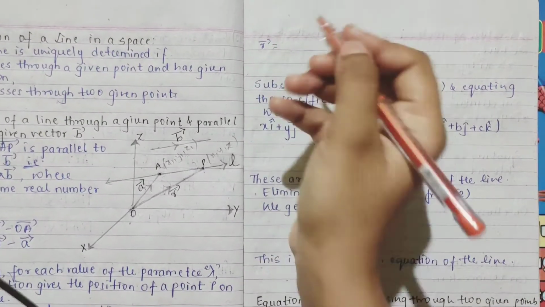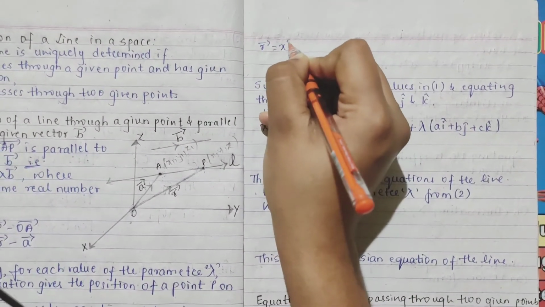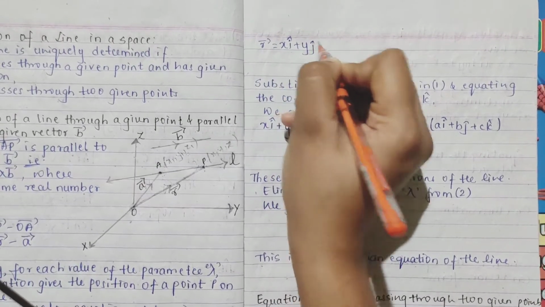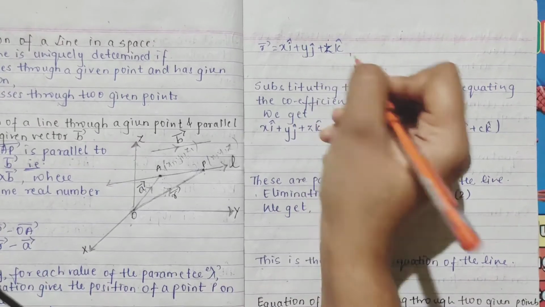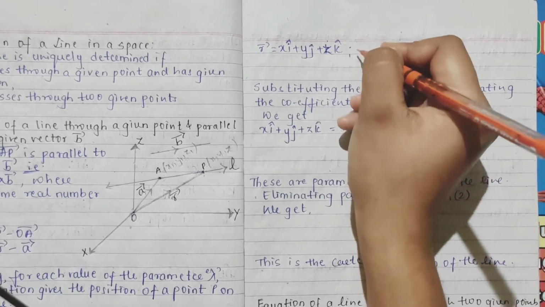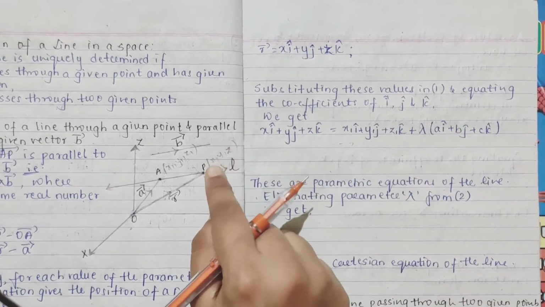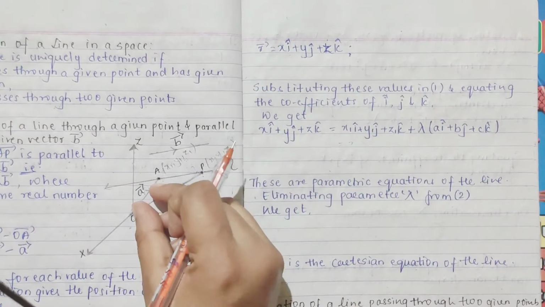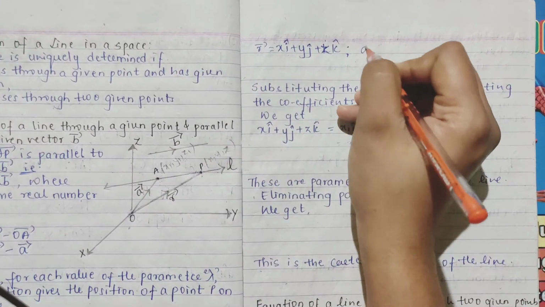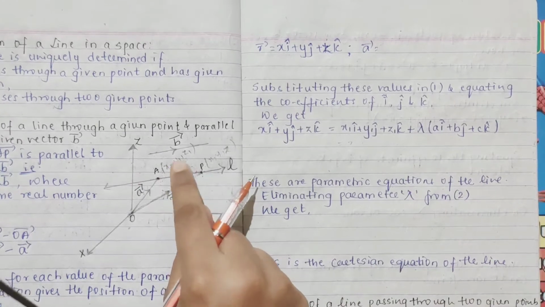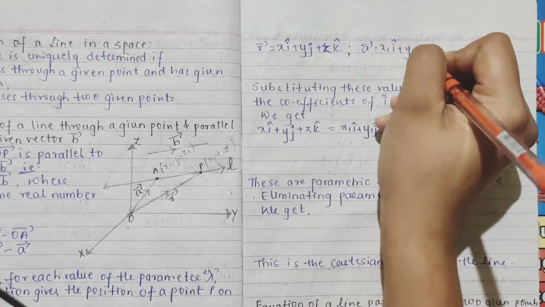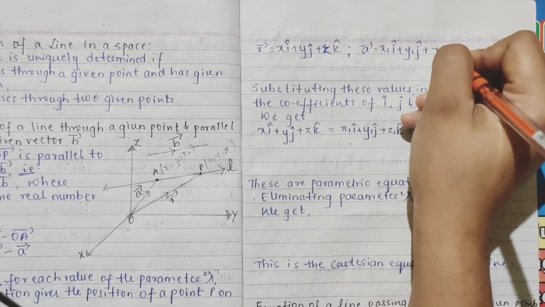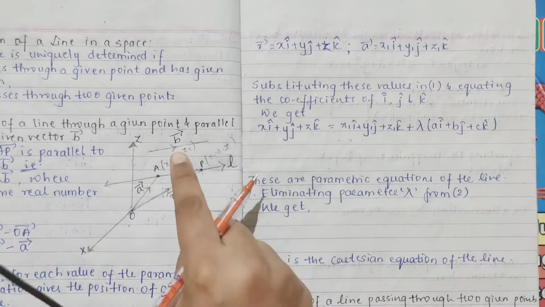So your vector R will be x i cap plus y j cap plus z k cap. This is the position vector, given by the coordinates of the point we take. Similarly, vector A, whose coordinates are x1, y1, z1, will be x1 i cap plus y1 j cap plus z1 k cap.